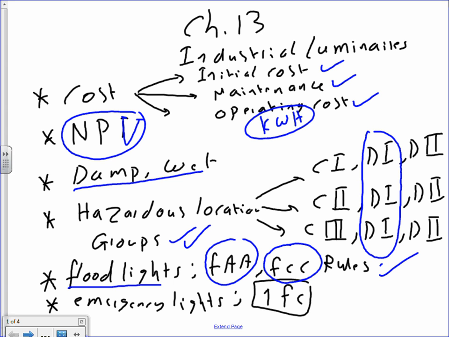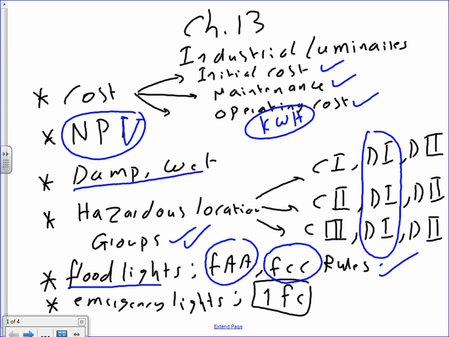And the words flammable, combustible, ignitable have to do with the flash point of these materials. Flammable is the lowest flash point temperature. You can burn it at a lower temperature. We'll talk about this on this project. So we have flammable gases, combustible dust, ignitable fibers. These are the locations.